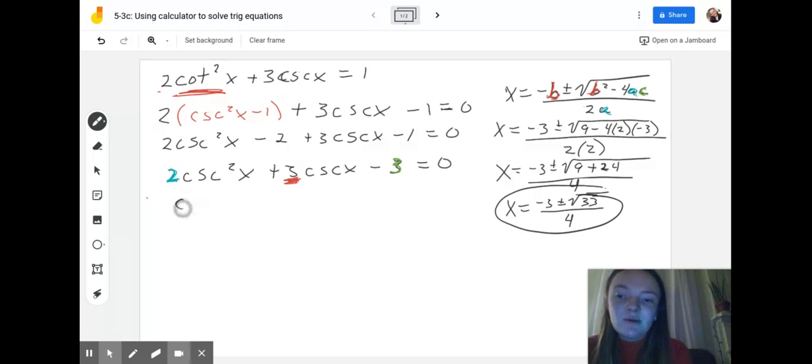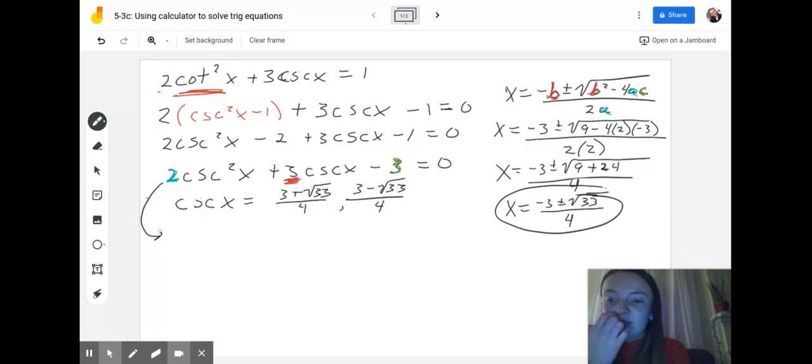So I know cosecant of x is equal to 2 solutions. It's equal to negative 3 plus the square root of 33 all over 4, and it's also equal to negative 3 minus the square root of 33 all over 4. To get that another way using my calculator, in my calculator, I could plug in this.